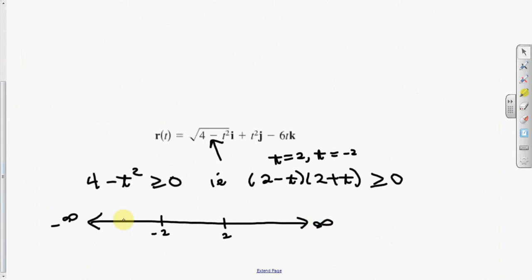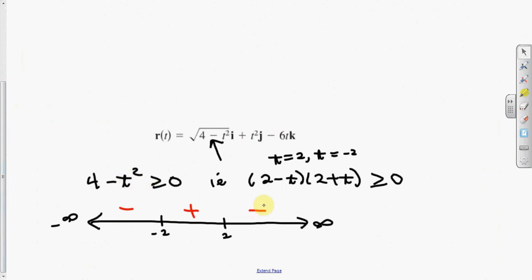If you take a number on the interval from negative infinity to -2, let's take -5, plug that in for t. So I get 4 minus 25, you get negative. Take a number between negative 2 and 2, let's say 0. 4 minus 0, I get positive. And then a value bigger than 2, obviously 4 minus t squared would be negative.